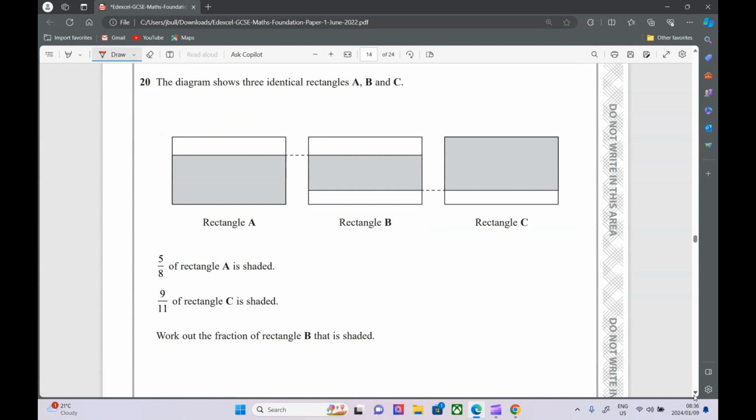Question 20. The diagram shows 3 identical rectangles, A, B, and C. 5/8 of rectangle A is shaded. So this is 5/8. 9/11 of rectangle C is shaded. And we want to work out what is the fraction of B that is shaded.